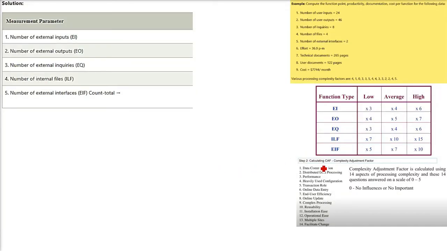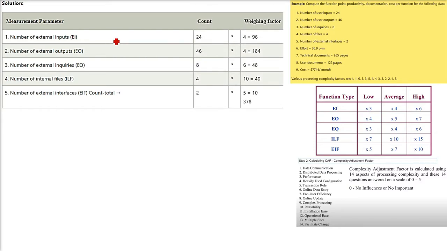Now various processing complexity factors are also given. There are 14 complexity factors between 0 and 5, already given to us. So the number of external inputs, EI, because user input is external input, is 24. The number of external outputs, which is user output, we put 46. The number of external inquiries we put 8. The number of internal files is 4. And the number of external interfaces will be 2.